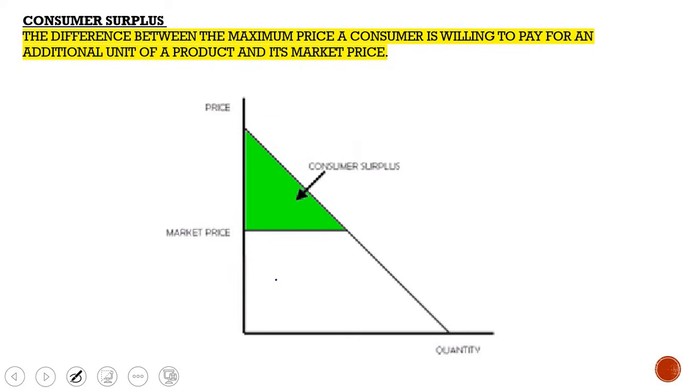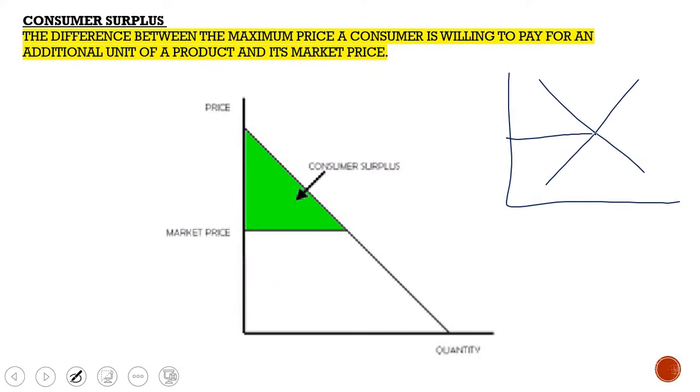Now we're looking at consumer surpluses and producer surpluses. A consumer surplus is the difference between the maximum price a consumer is willing to pay for an additional unit of a product and its market price. Remember when we did demand and supply, we said that when the market is in equilibrium, we get the market price and quantity. That is what this represents. But consumers are willing to pay a higher price than the market price, so that is why you have a consumer surplus, because now demand is more than that market price and quantity.